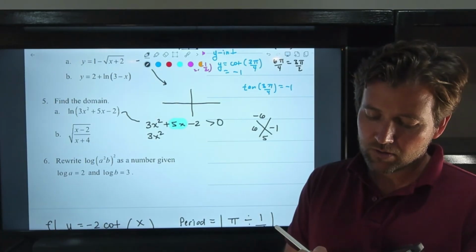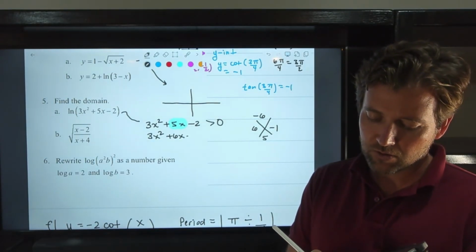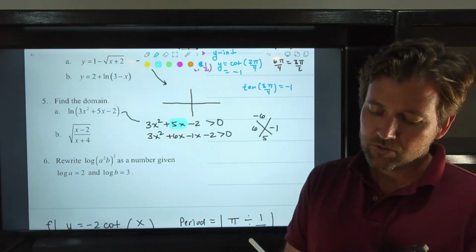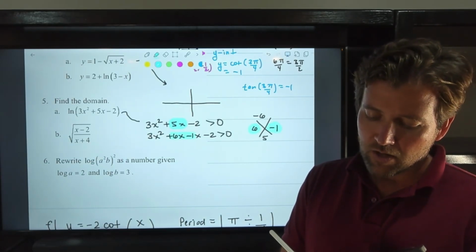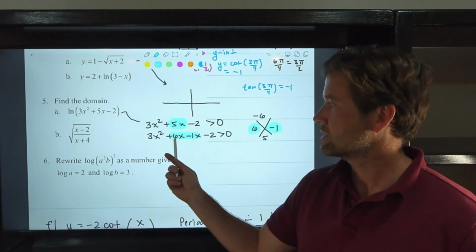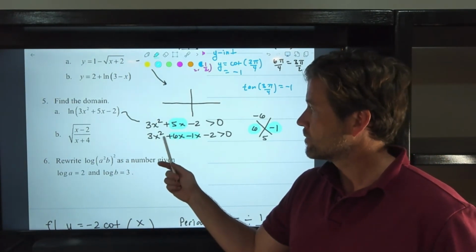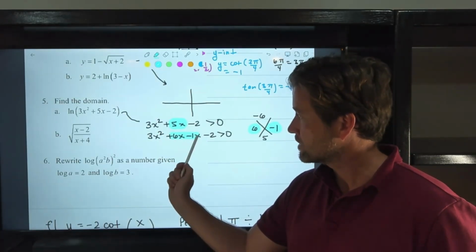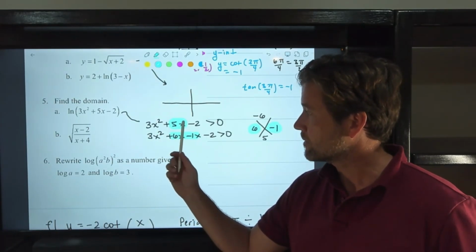So 3x squared plus 6x minus 1x minus 2 is greater than 0. So see this 6 and this negative 1? I rewrote 5x as 6x minus 1x. So this inequality here is the same as what's above here. Just these two terms are written a little bit differently than that one.